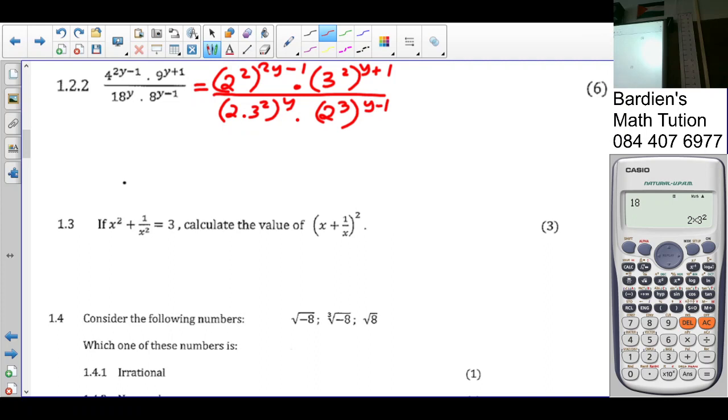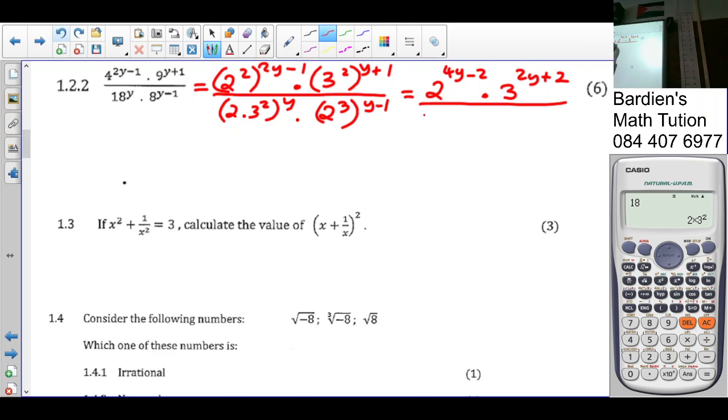So what do I do now? Multiply the exponents. So it will be 2 to the 4y minus 2 times 3 to the 2y plus 2. Okay? That's a common way to make an error there. I almost made the same mistake. I'm glad you're here, you're going to correct me.